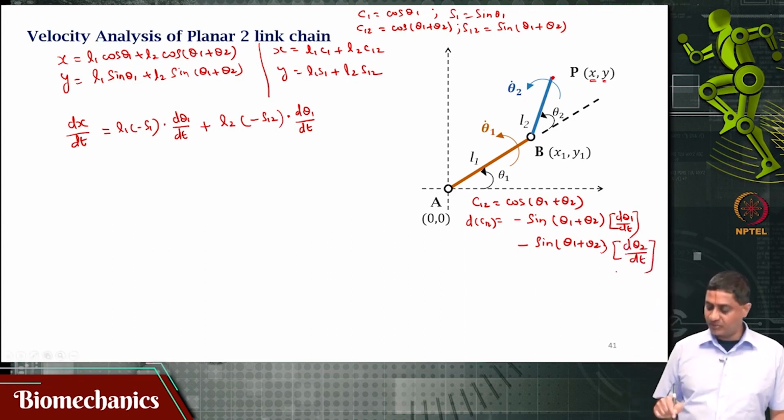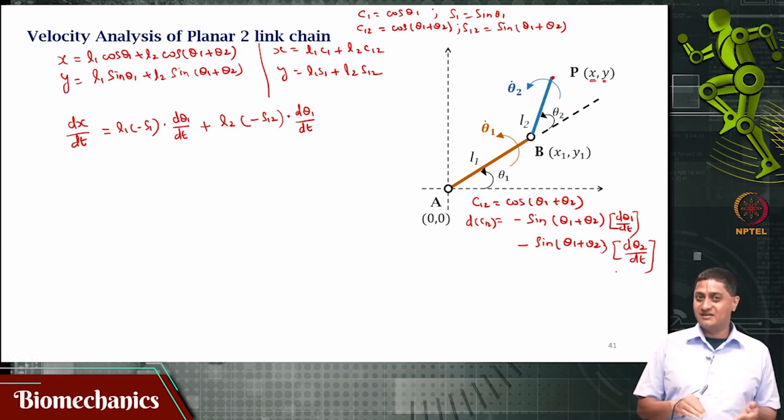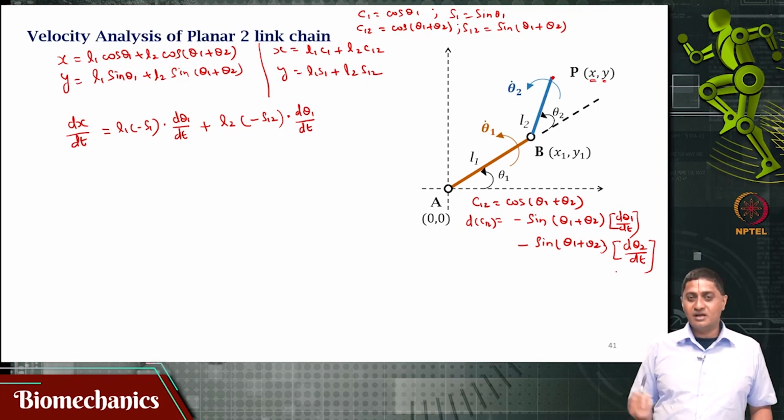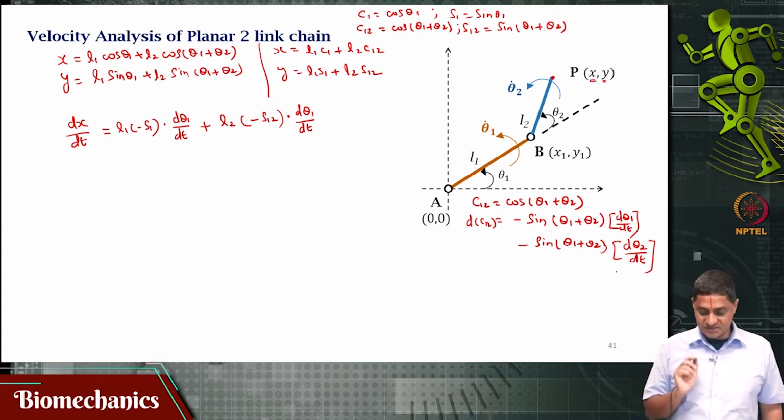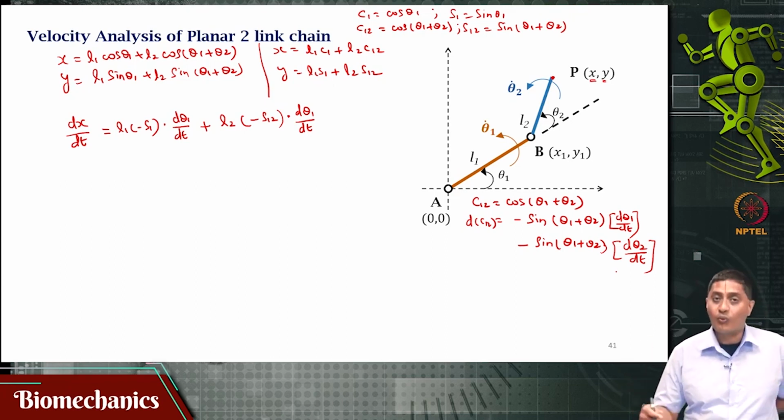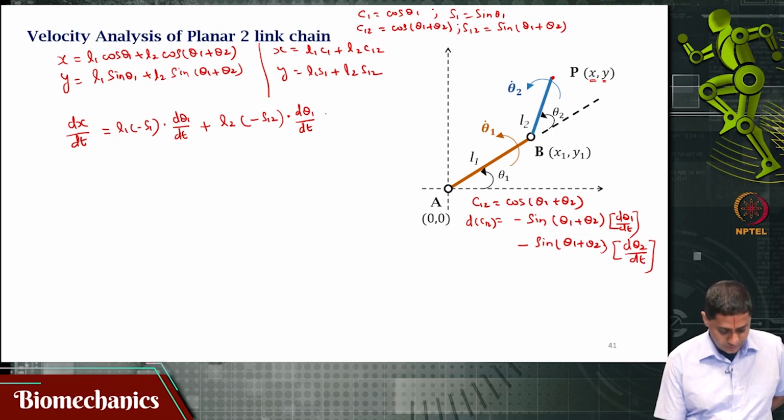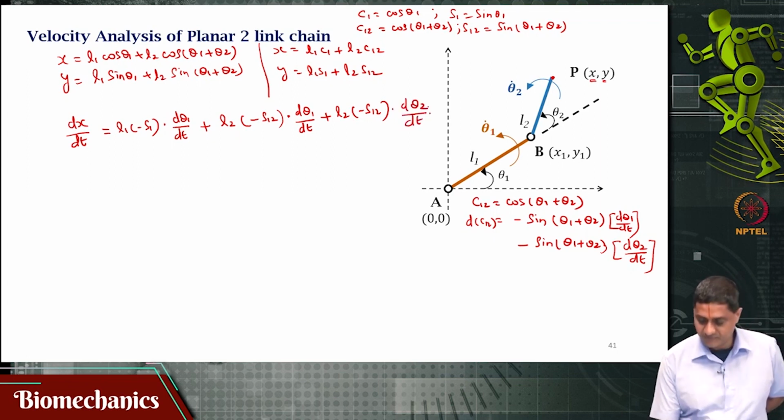Now, where did this term come from? Because theta 2 is also changing. First, I differentiate with respect to theta 1 and then with respect to theta 2, so there is a d theta 1 by dt and a d theta 2 by dt. Because of this, the differentiation will have one more term. Coming back to the original differentiation of dx by dt, I will have L2 times minus S12 times d theta 1 by dt plus L2 times minus S12 times d theta 2 by dt, is it not?